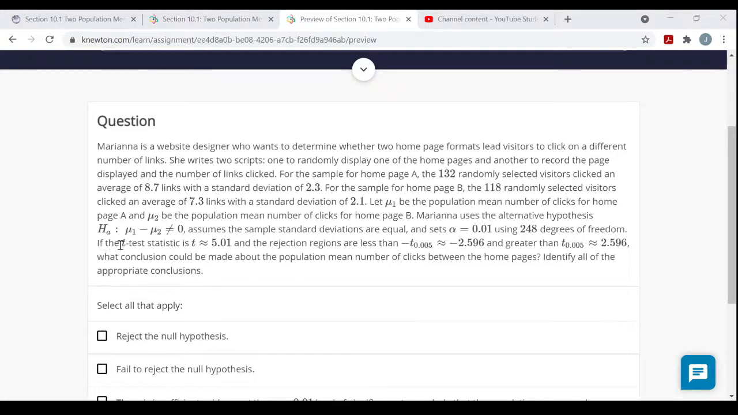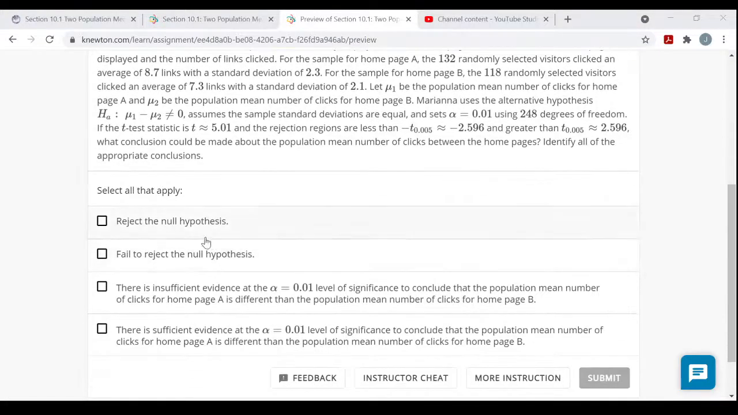And they tell us the test statistic. If the t-test statistic is 5.01 and the rejection regions are less than negative 2.596, the left critical value, and greater than positive 2.596, the right critical value, what conclusion should be made about the population mean number of clicks between the two home pages? Identify all of the appropriate conclusions. So you're going to pick one of these first two and then one of these second two. You're going to select all that apply.